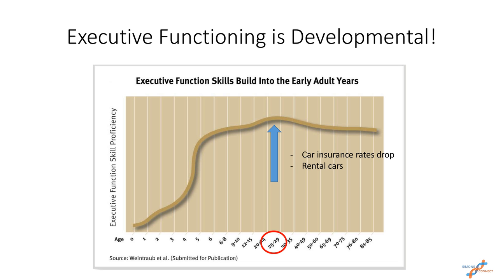And I've always thought it was interesting that that's the same time where we think about having fewer accidents in cars. So car insurance rates drop. People who are about age 25 are now allowed to rent cars. They're considered to be less of a liability or less of a risk. And I think that executive functioning certainly plays a big piece in that.